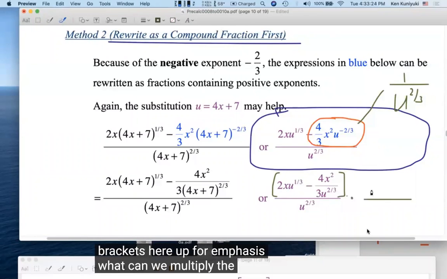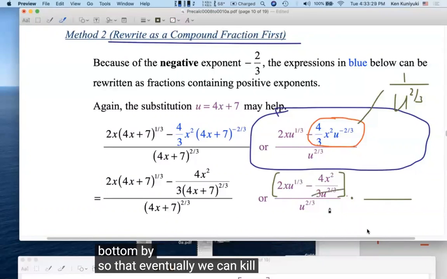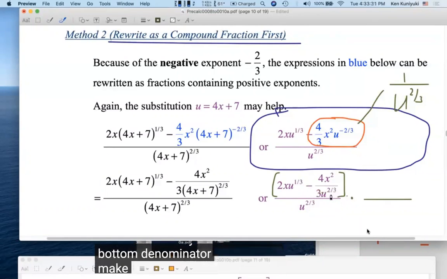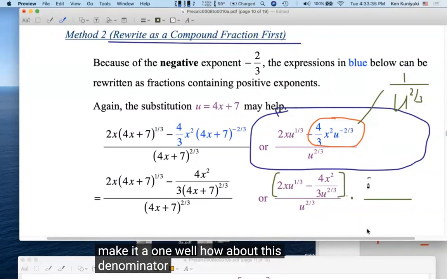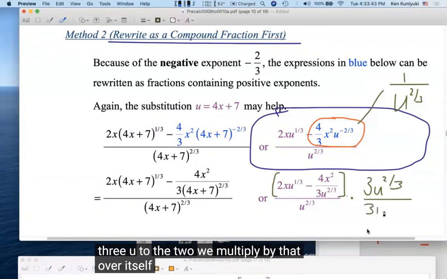What can we multiply the top and the bottom by so that eventually we can kill that bottom denominator, make it a 1? Well, how about this denominator? It's the overall LCD, the least common denominator, 3u to the 2/3. We multiply by that over itself.